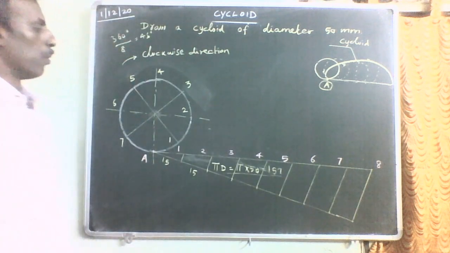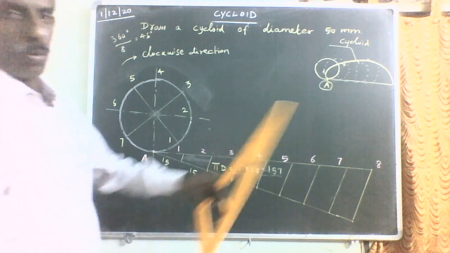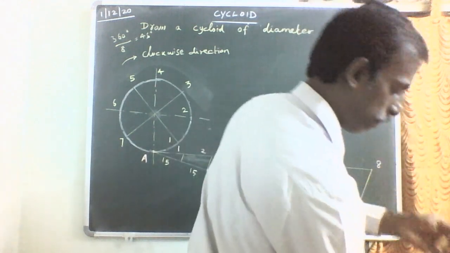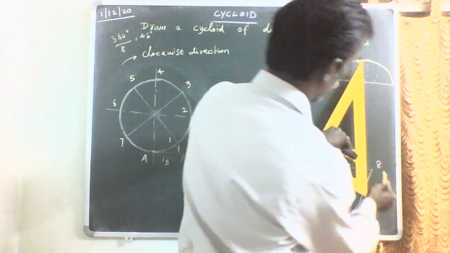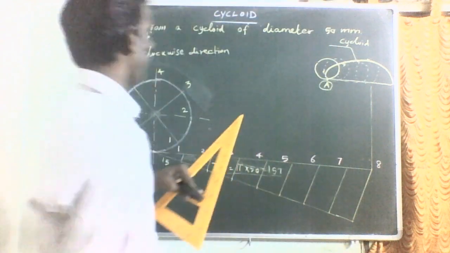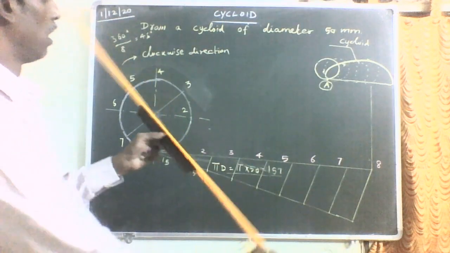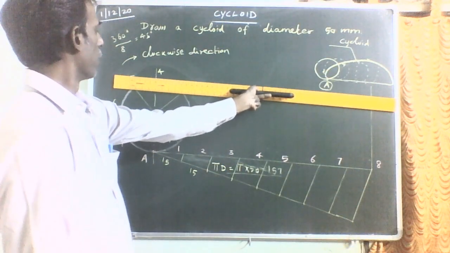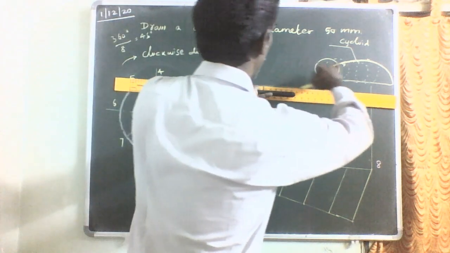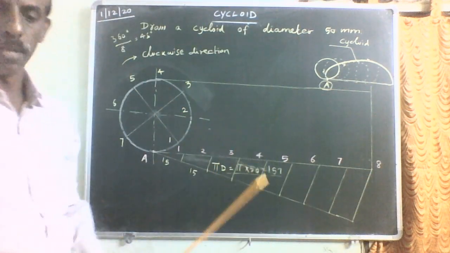Now, to draw the diagram in a neater manner, what you have to do is, through the 8th division, you draw one vertical line. Then through the division point 4, so that you can draw the diagram in a neater manner, through the division point 4, draw the horizontal line.